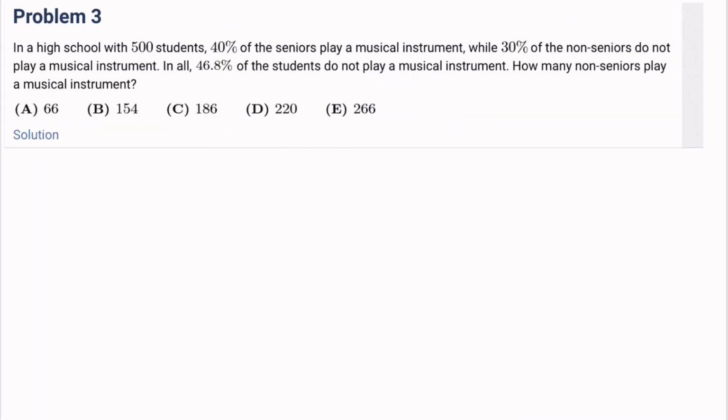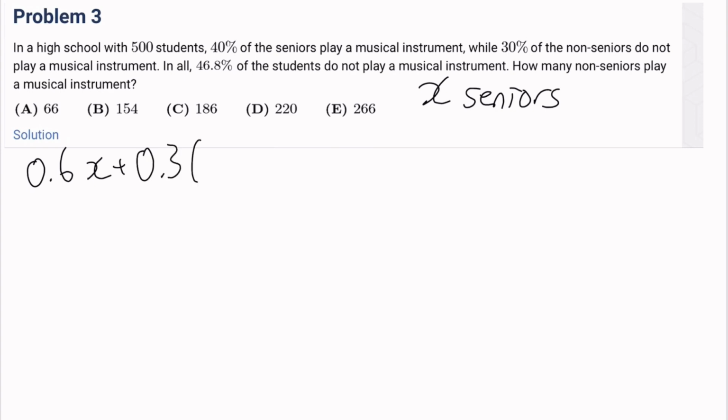Number 3: in a high school with 500 students, 40% of the seniors play a musical instrument, while 30% of the non-seniors do not play a musical instrument. In all, 46.8% of the students do not play a musical instrument. How many non-seniors play a musical instrument? Okay, so let's say that there are x seniors. The seniors who do not play: 40% play, so 60% don't play, 0.6 times x, right? And then for the non-seniors, 30% don't play, so plus 0.3 times (500 minus x), right? And this is 46.8%, which is 0.468, of 500 students.